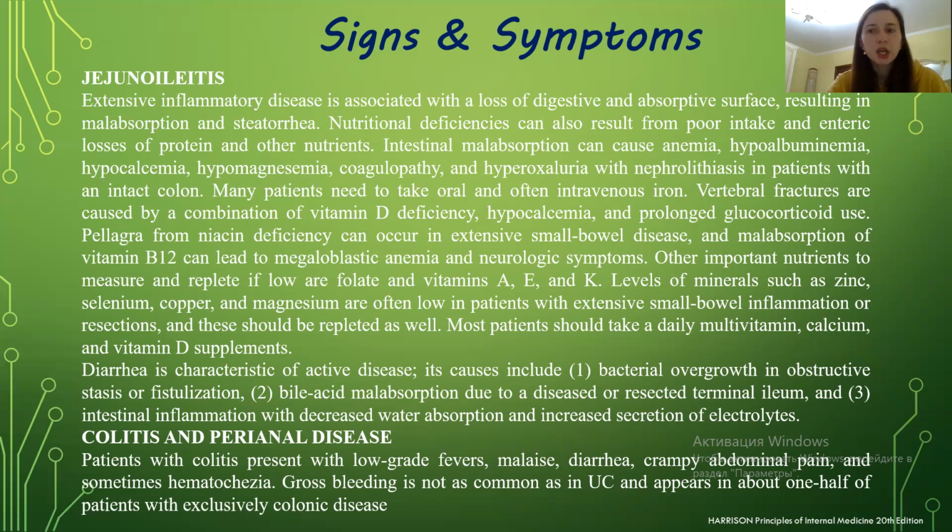Many patients need to take oral and often intravenous iron. Vertebral fractures are caused by a combination of vitamin D deficiency, hypocalcemia, and prolonged glucocorticoid use. Pellagra from niacin deficiency can occur in extensive small bowel disease, and malabsorption of vitamin B12 can lead to megaloblastic anemia and neurological symptoms. Other important nutrients to measure and replete are folate and vitamins A, E, and K.